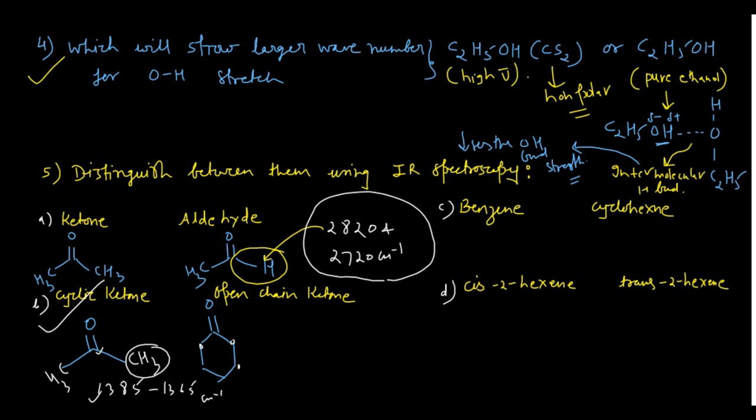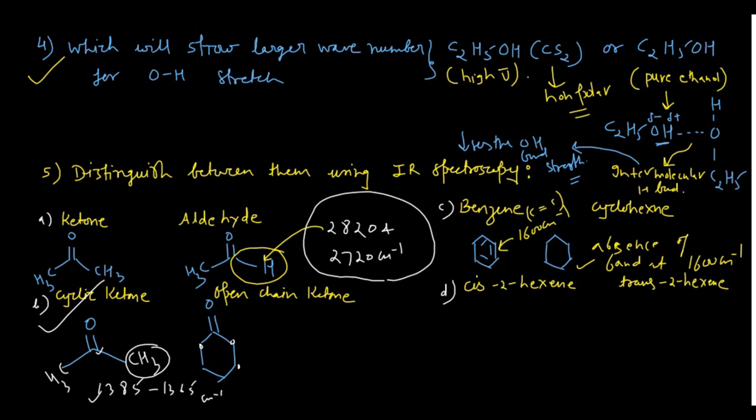Now the next is benzene, and then I have cyclohexane. This problem is quite simple. In benzene, carbon double bond carbon is there, so due to its presence you will get the stretch somewhere around 1600 centimeter inverse. But in the case of cyclohexane, there is no carbon double bond carbon, so there is an absence of a band somewhere around 1600 centimeter inverse. It may be 1620, it may be 1680, so basically the range is from 1680 to 1600. That's how you can differentiate between these two.